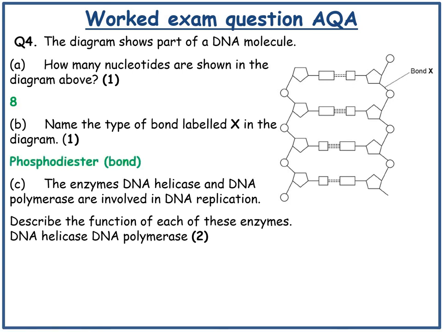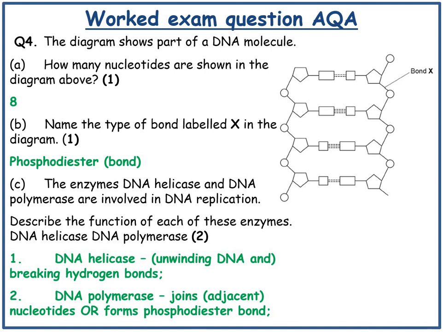The enzymes DNA helicase and DNA polymerase are involved in DNA replication. Describe the function of each of these enzymes, DNA helicase and DNA polymerase. The DNA helicase unwinds DNA and breaks the hydrogen bonds, and DNA polymerase joins nucleotides or forms phosphodiester bonds.